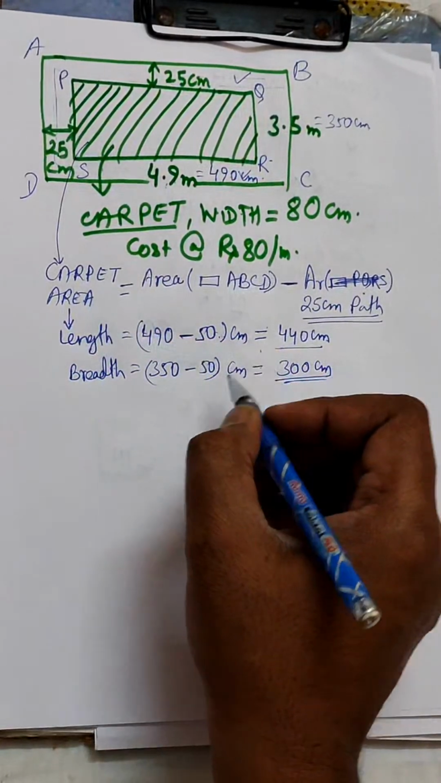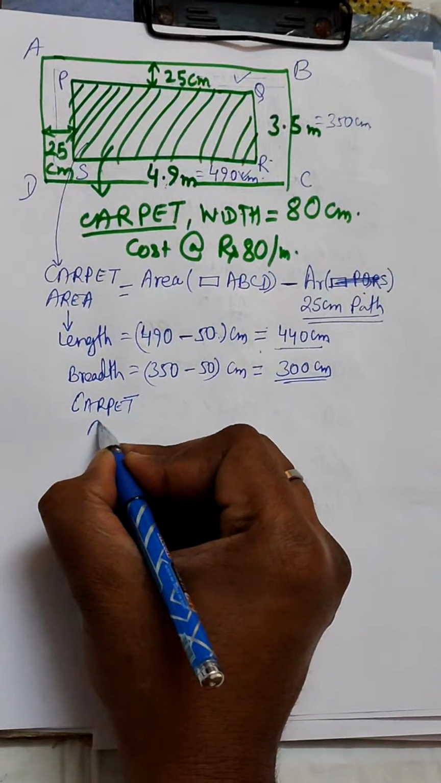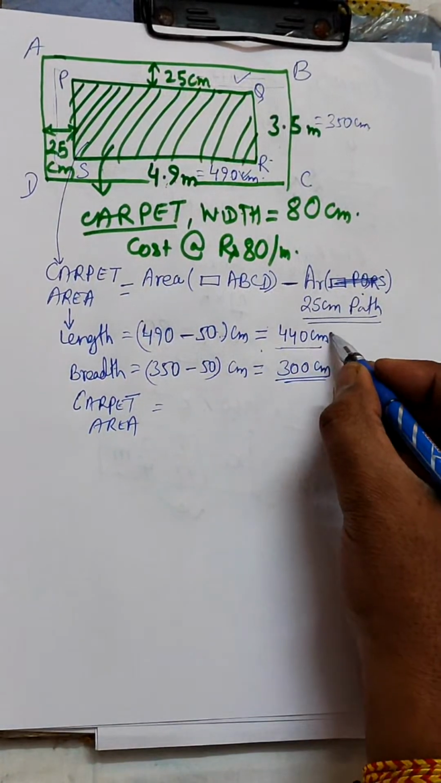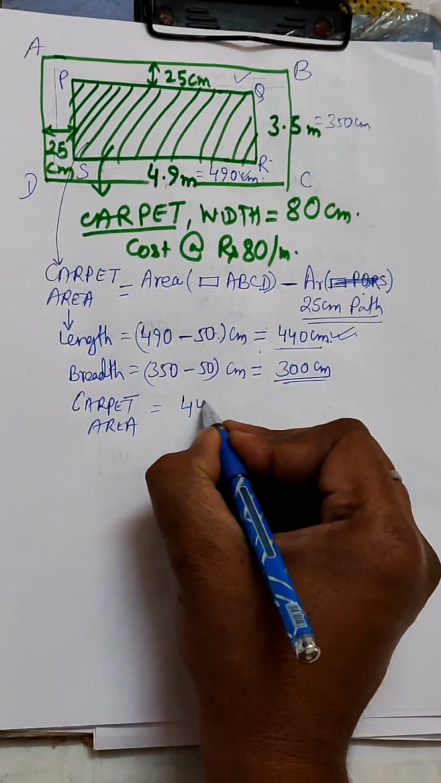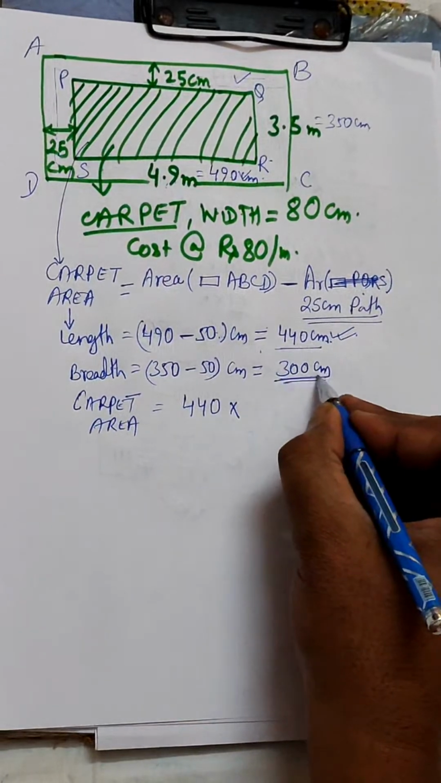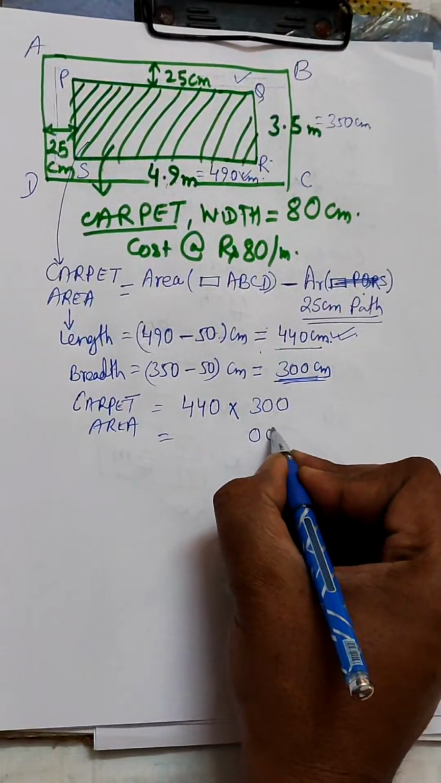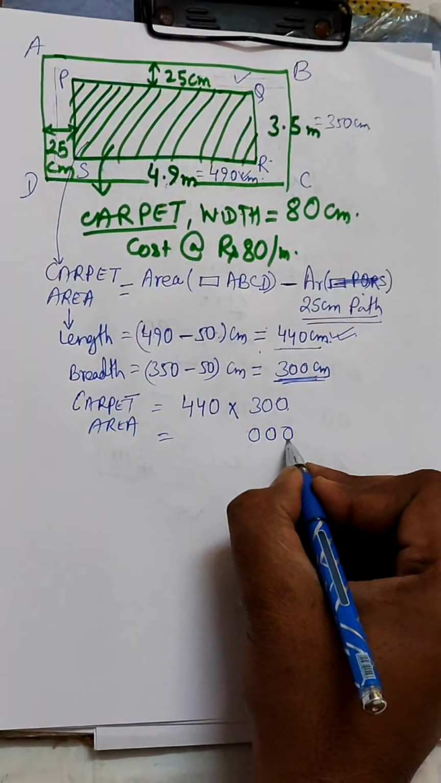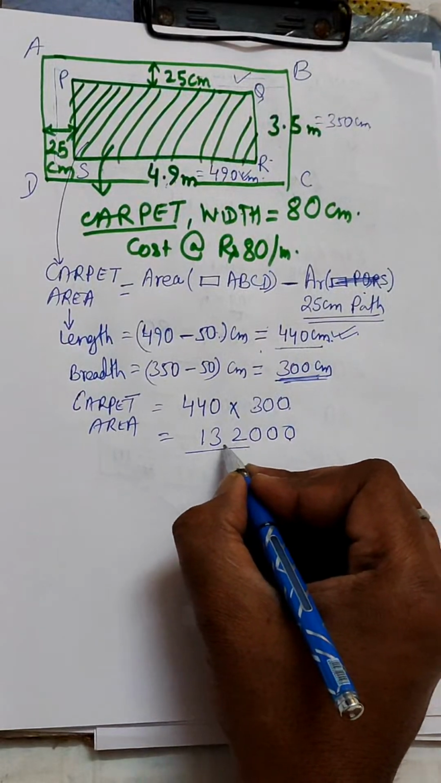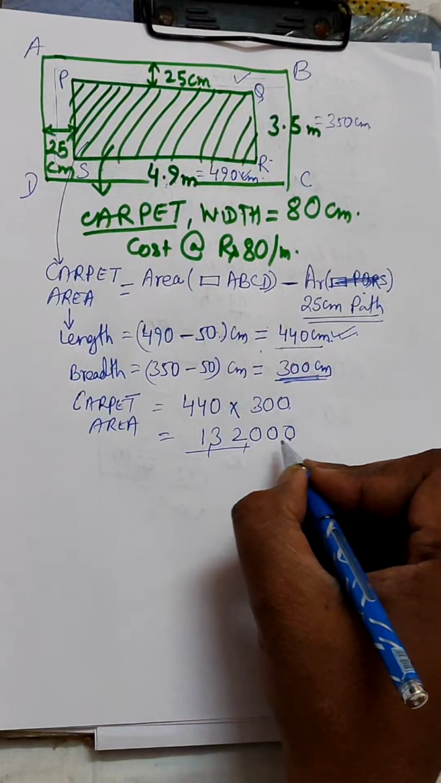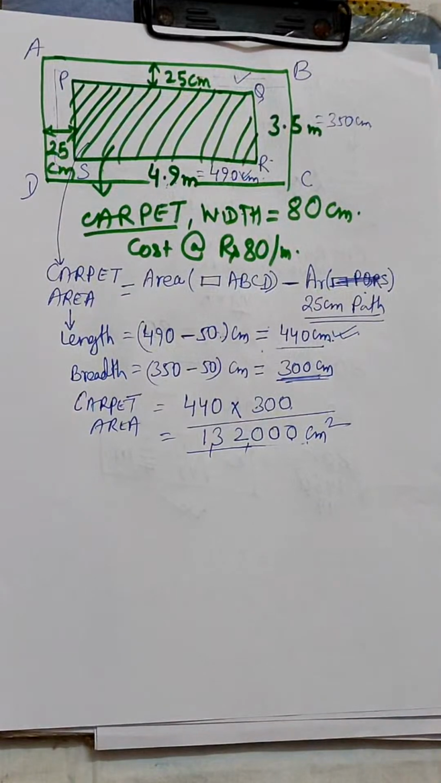So the carpet area can be calculated as this length which we have calculated, that is 440 centimeter, multiplied by this 300 centimeter. Just keep all three zeros aside, and 3 4 12, 1 13. So 1,32,000 centimeter square is the carpet area.